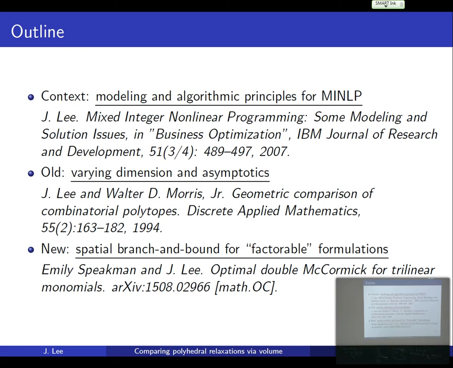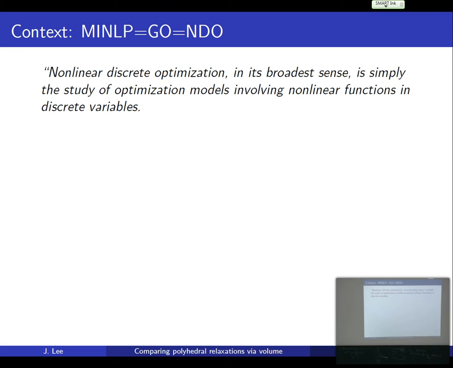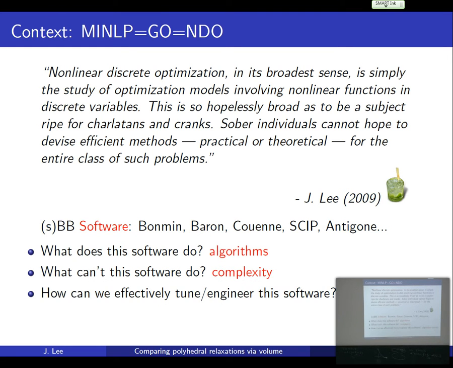So I'm going to talk about some old work that I did on comparing polytopes by using volume as a measure. Talk about some computational results that motivate this, even though it occurred afterwards, and then talk about some more recent work motivated by what's called spatial branch and bound, which is a method for global optimization, also related to comparing relaxations by volume.